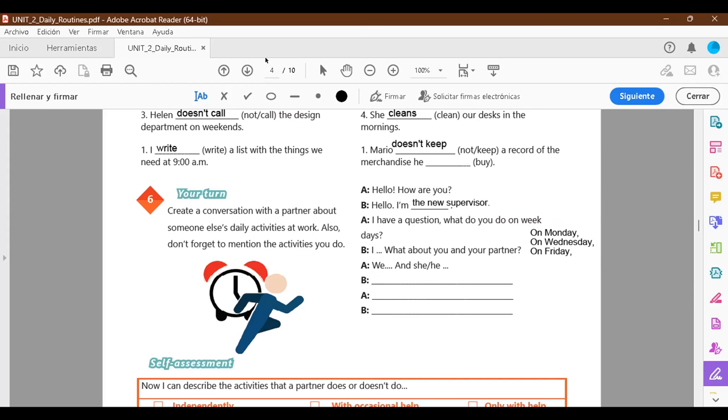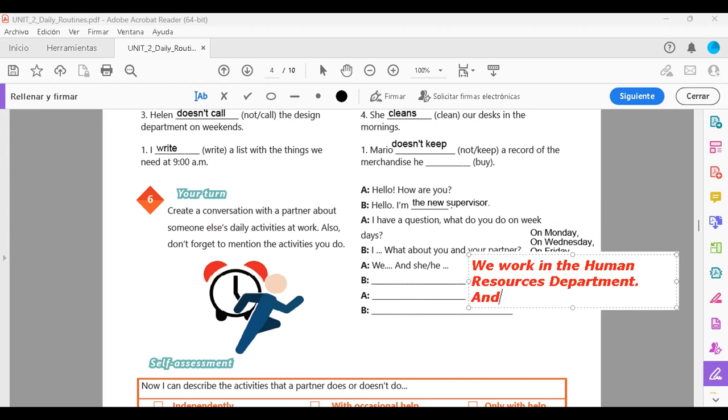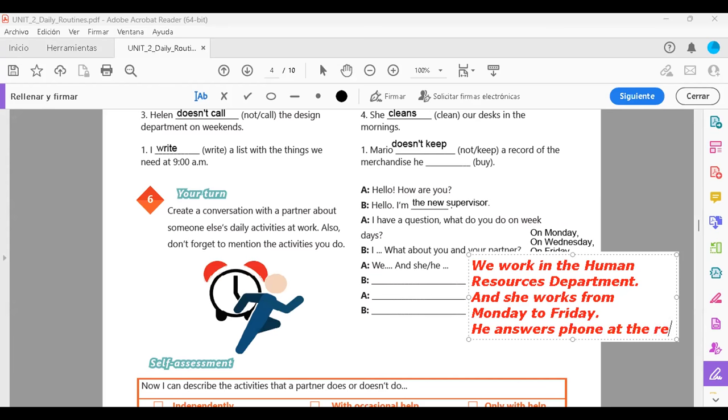Okay, so you mention an activity. For example, we work in the human resources department, and she works from Monday to Friday, for example. He answers phone at the reception.